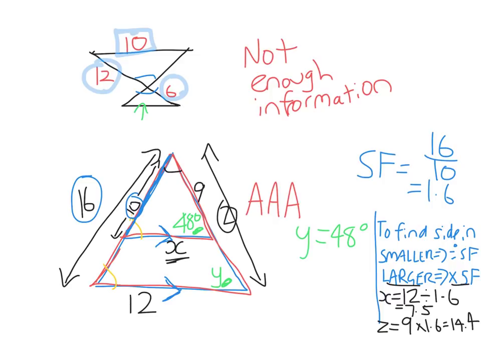So one more thing I need to show you how to do is write a similarity statement. To show you, I'm going to give each of these vertices a letter. A similarity statement is one that says triangle blah blah blah is similar to triangle blah blah blah. I can call the smaller triangle whatever I want, as long as I use the right letters. It's got vertices C, B, and E. That's the smaller triangle. So I can call it triangle CBE or BCE or whatever. I'm going to call it triangle BCE.